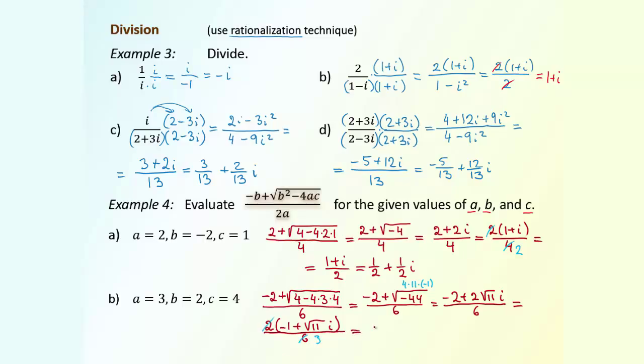And the final answer in complex form can be written as -1/3, the real part of the answer, plus root 11 over 3 i, that's the imaginary part of the answer. And that will be the end of this lesson.